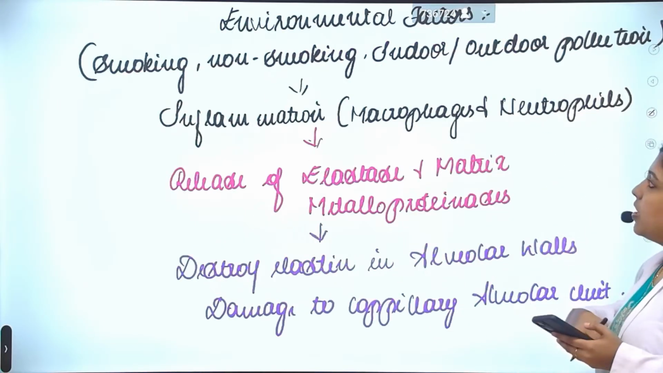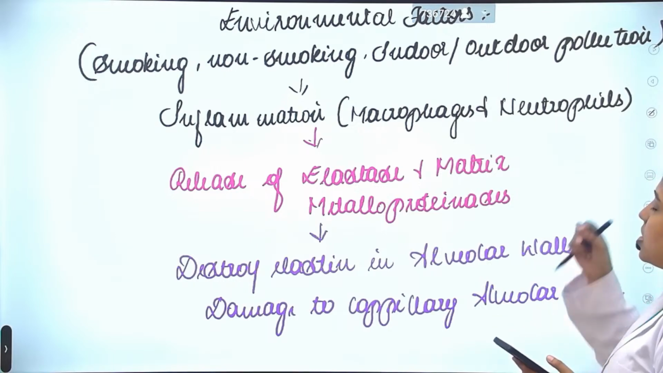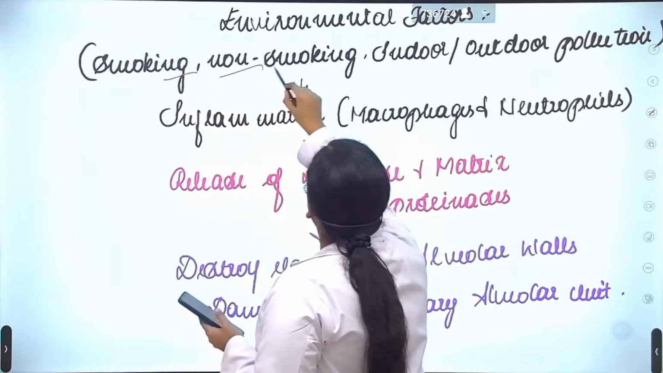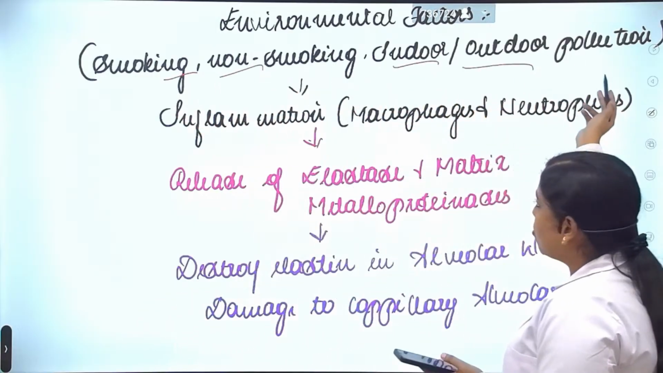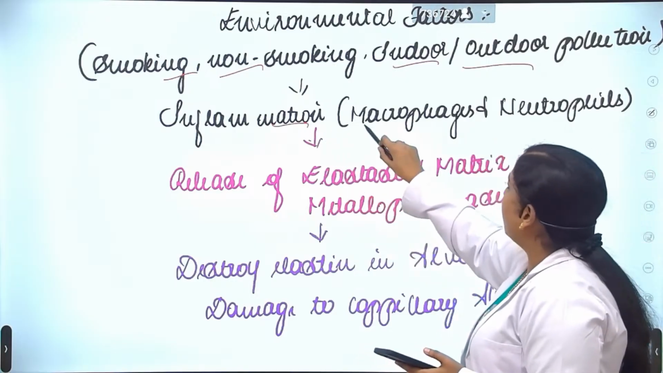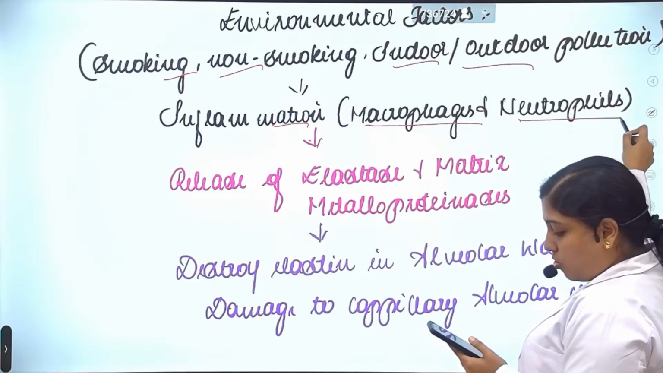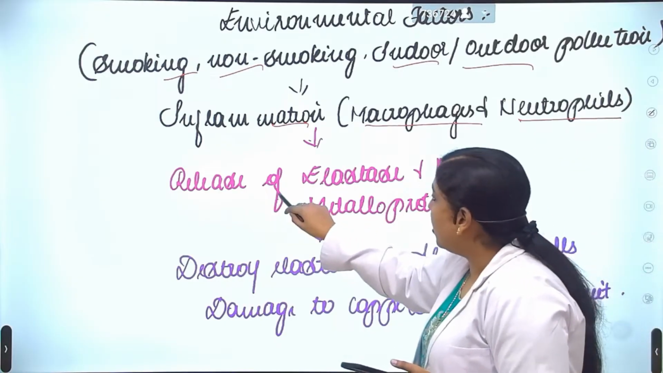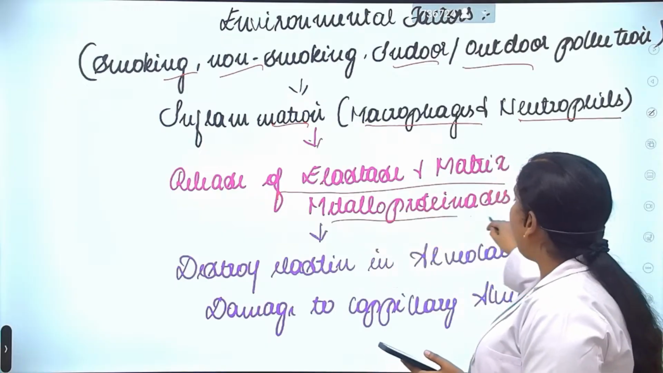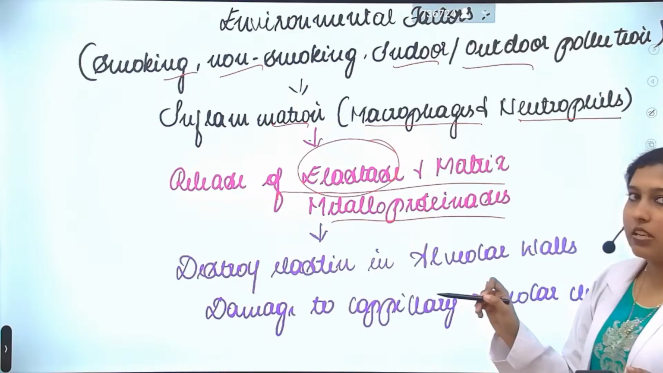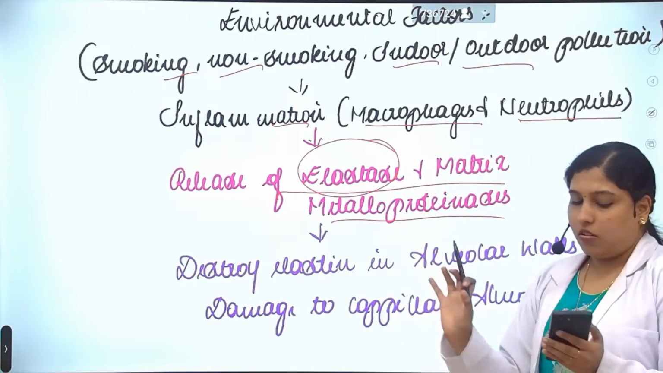Next we have the environmental factors, such as smoking, non-smoking, indoor and outdoor pollution, all kinds of pollution. What does it cause? It causes inflammation of the macrophages and the neutrophils. This in turn releases elastase and matrix metalloproteinase. This elastase is going to damage the elastin, thereby causing the recoil to thin.